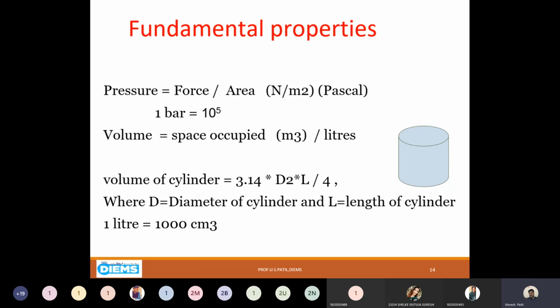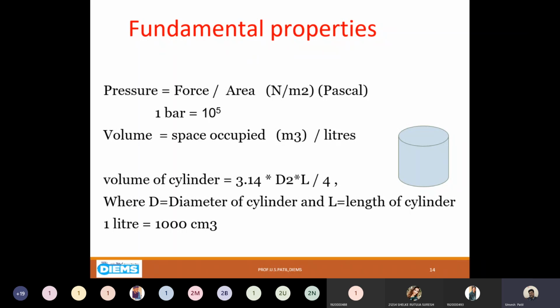Okay, so understand these fundamental properties. What do you mean by pressure, the unit of pressure, and what are the instruments used to measure pressure. Similarly, what is volume? In simple terms, volume is nothing but the space occupied. It is in meter cube or it may be in liter. I have given one example here: to measure the volume of a cylinder, it is pi by 4 d square into L, and 1 liter is equal to 1000 centimeter cube.